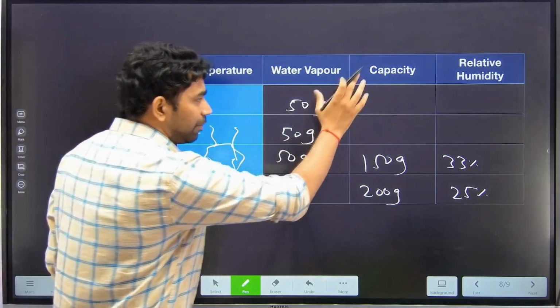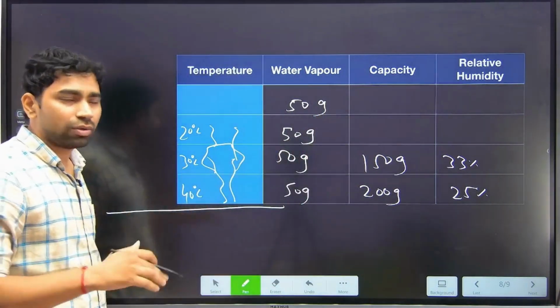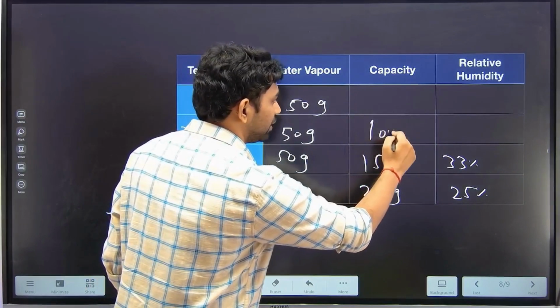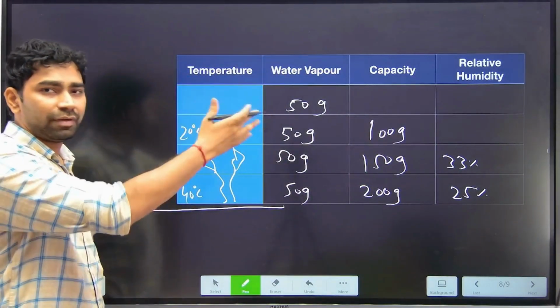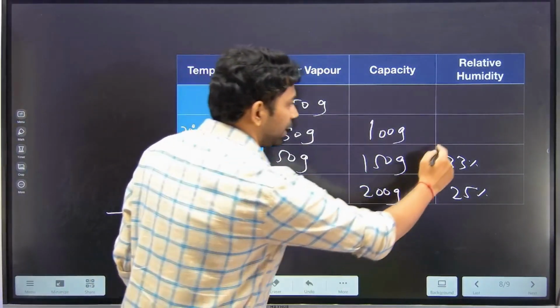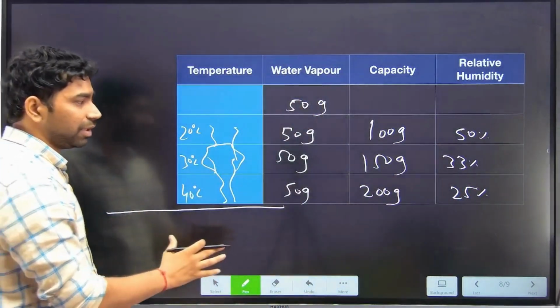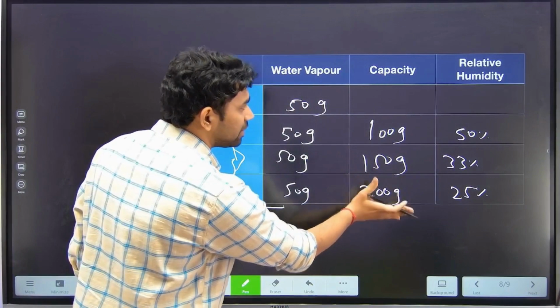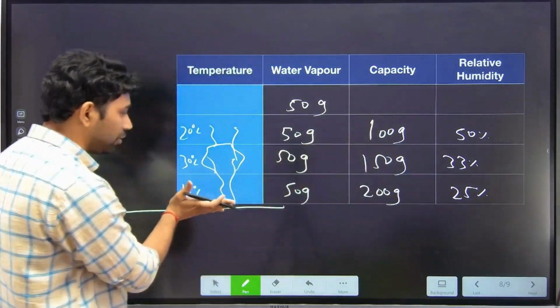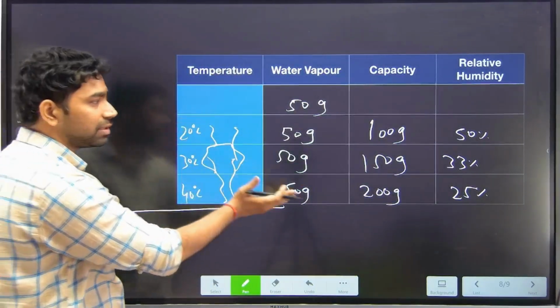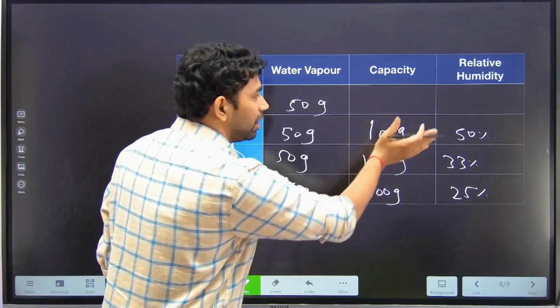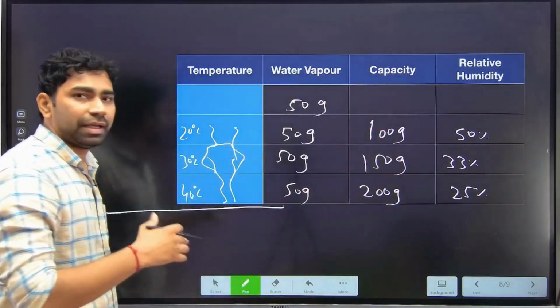Now again, if this air goes up, there is an ascendance, the temperature again decreases and the capacity to hold the water vapor also decreases. Let us take it 100 gram. Now what will be the relative humidity? It is 50%. Now as you can see from here, continuously the temperature is decreasing, the capacity is also decreasing, but the relative humidity is increasing.